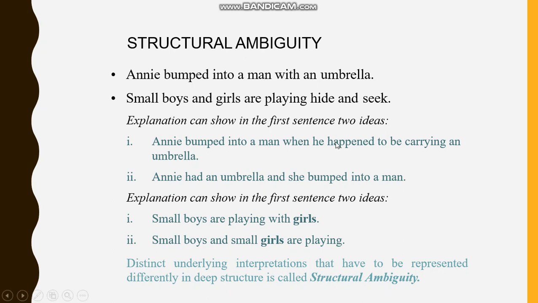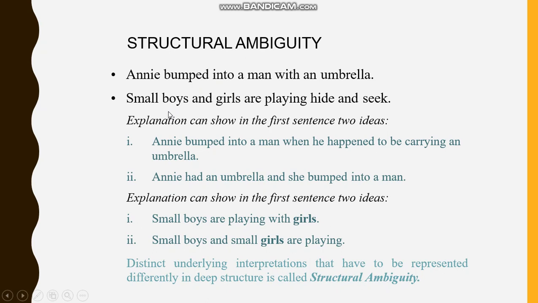Annie bumped into a man when he happened to be carrying an umbrella. So the man brings an umbrella and then Annie bumped into the man. The second definition: Annie had an umbrella and bumped into a man. Or another sentence, "small boys and girls." Here, is small only for boys, or for both boys and girls?